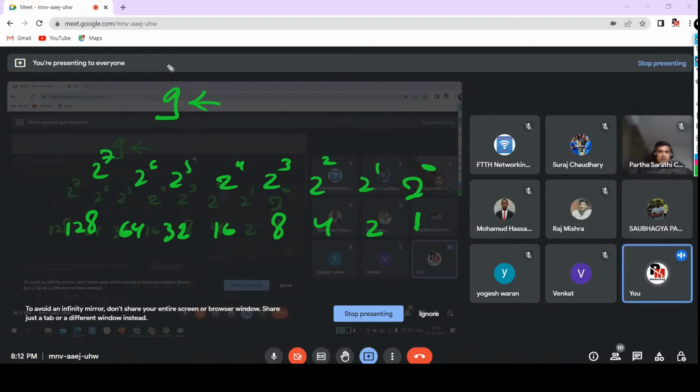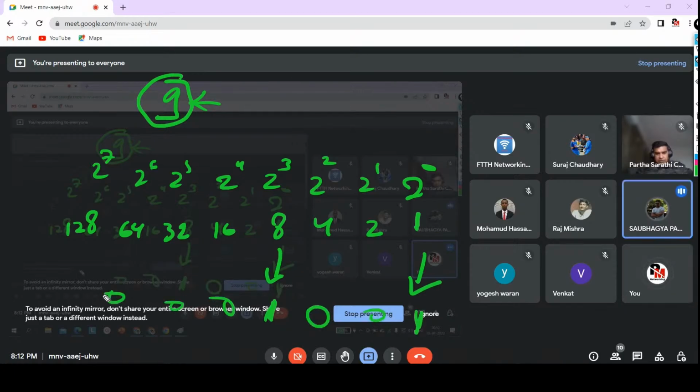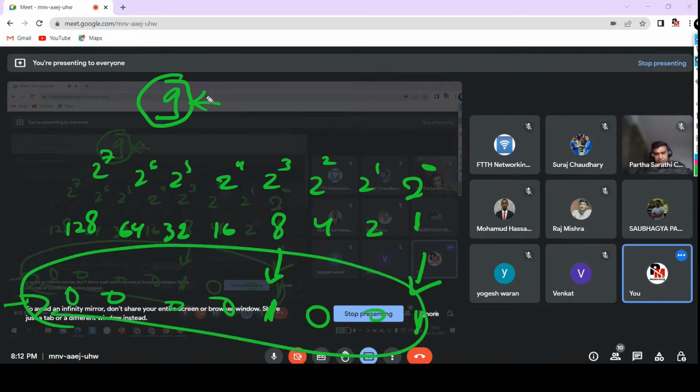So here my value in decimal is 9. Just think how you will get 9. This is 8 plus 1, 9. So here there is a 1, and the rest are all 0. So this is the binary number of 9. Am I right? Yes. So, is it clear? This is binary conversion.